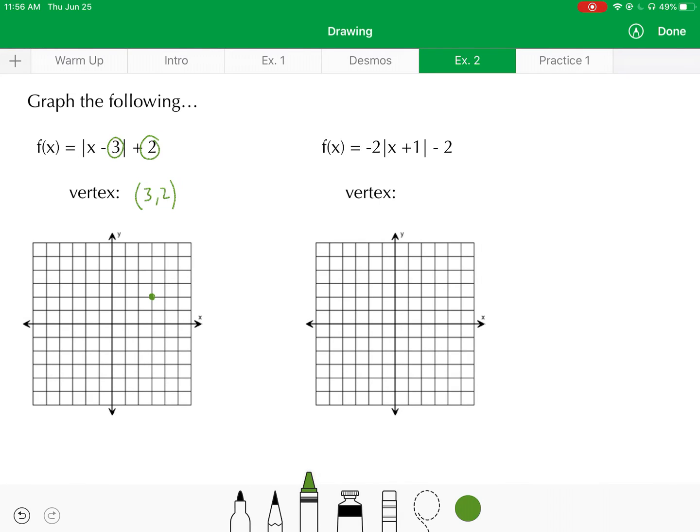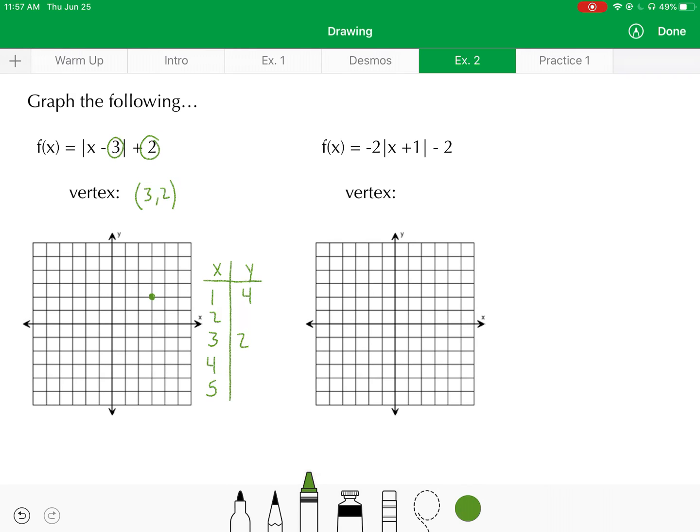Now, once I identify the vertex, I'm going to come up with a table of values centered around that vertex. So I'm going to put 3, 2 in the middle, since the vertex is literally the middle point of the graph. And I'll pick a couple values that are smaller than the x coordinate of that vertex, and a couple values that are larger. Okay. Now let's plug 1 in for x into the function and see what we get for y. 1 minus 3 is negative 2, but then don't forget to take the absolute value of it to give you positive 2. 2 plus 2 is 4.